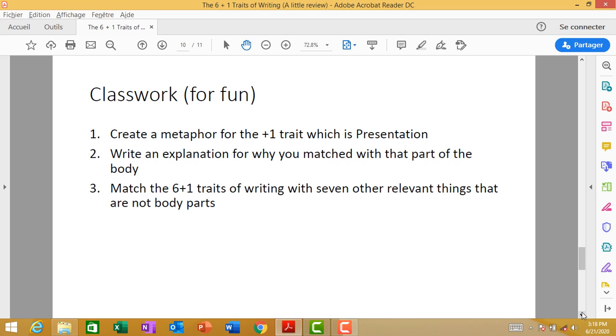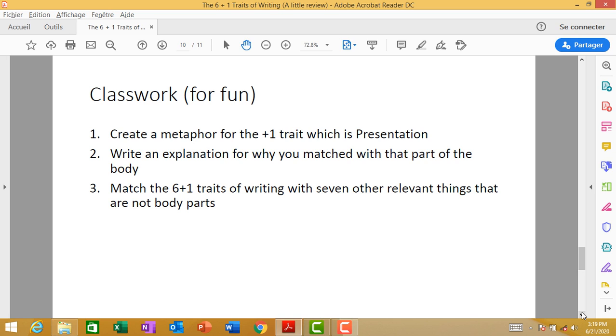And here is a little classwork for fun. What you will do now is create a metaphor for the +1 trait, which is presentation. What part of your body would you say presentation refers to? I think it's pretty obvious. Most people will come up with the same part of the body.